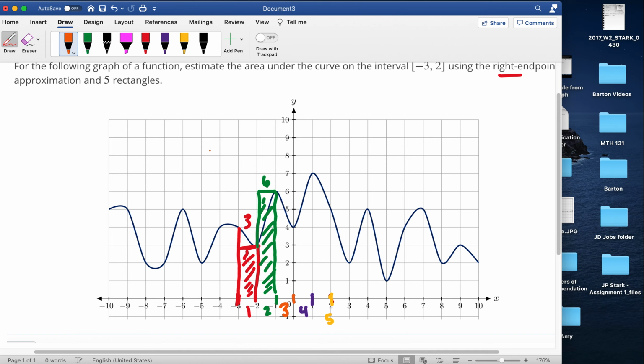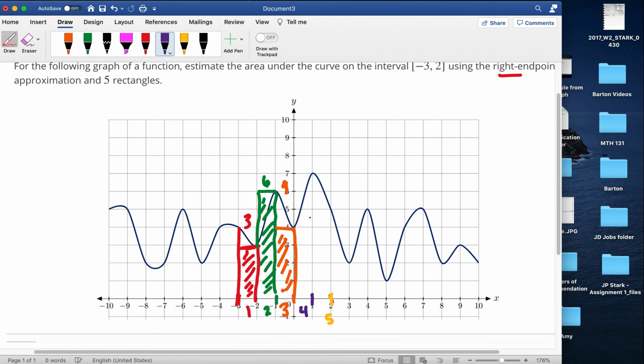And then our orange rectangle, okay, so we're going to go back and this is the height because, again, we're using the endpoint that's on the right, okay? So if I look at the green and the orange line, the one that's on the right is the orange line, and that would determine the height, which is 4. So the area of this rectangle here is 4.